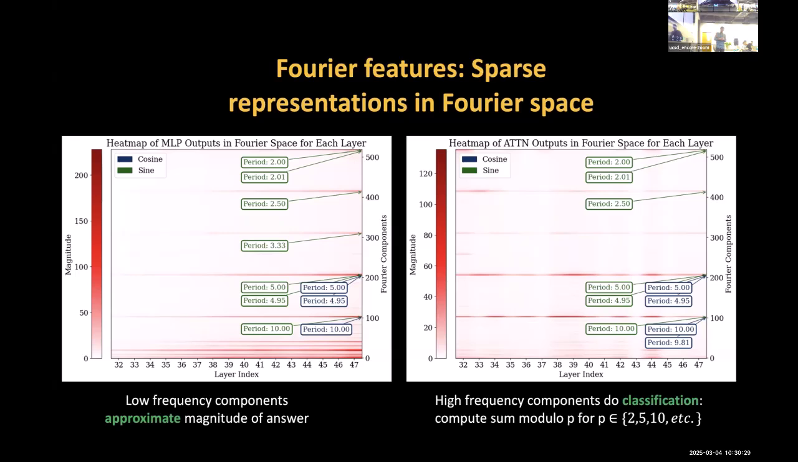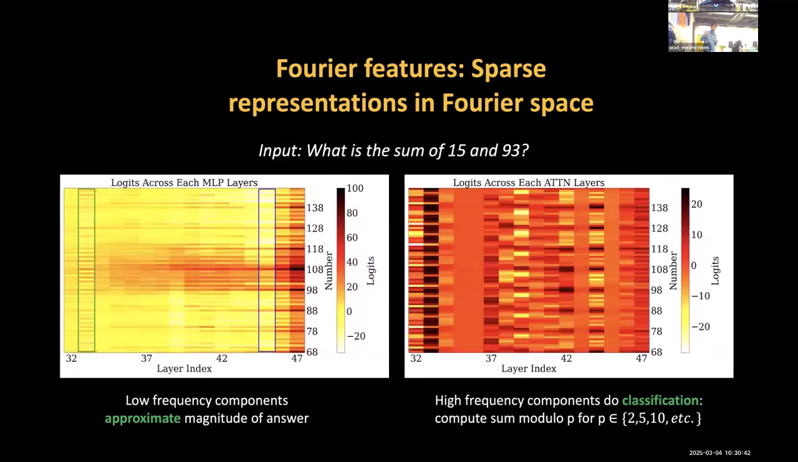So it seems like the way the model solves this addition problem is by using these sparse representations in Fourier space, where these low frequency components compute the magnitude of the answer approximately. What do I mean by that? Basically, there's a wave which has a high period, like maybe 250 or 500, which generally peaks at around the right answer, like 108 here, but it's not that fine grained. So these low frequency components get the magnitude roughly right.